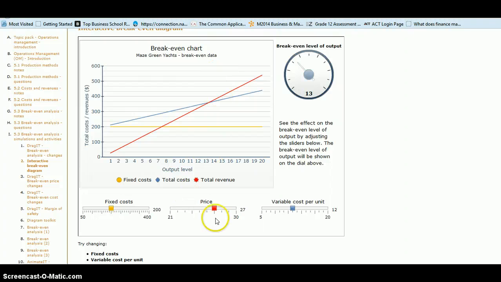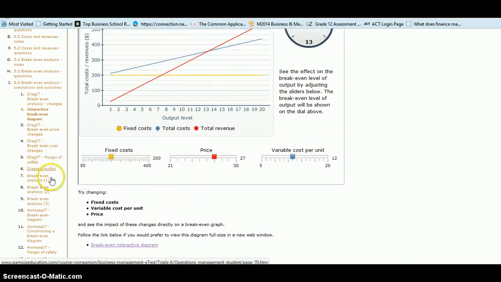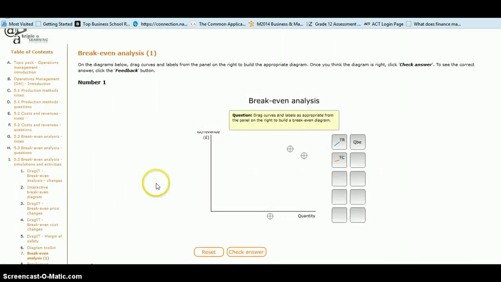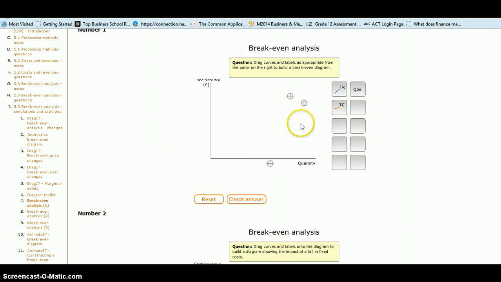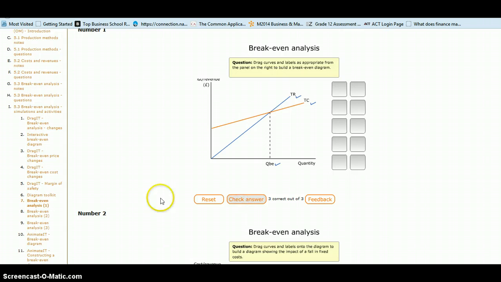And the total revenue depends on the prices of the goods. If the price increases, then the break-even level of output will decrease, as it will be quicker to get to the break-even point. So just to make sure I have the understanding, I just want to make sure with one of these questions. The question is, drag curves and labels as appropriate from the panel to the right to the break-even diagram. So if I have total revenue and total costs, break-even, yeah, perfect.